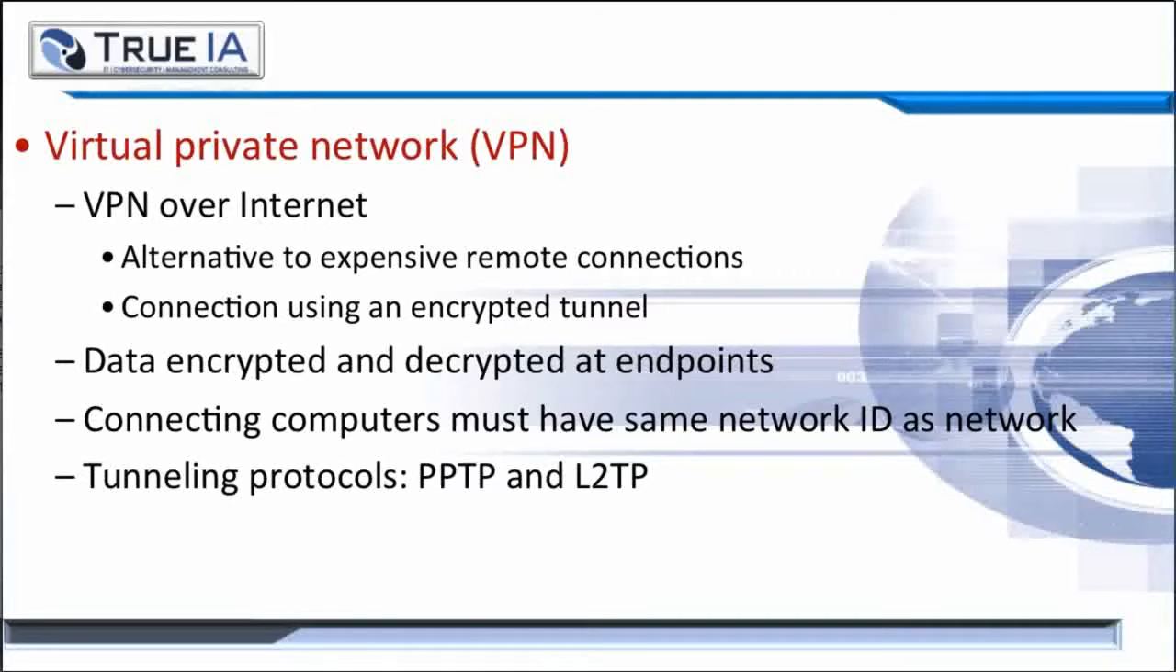Next, you have VPNs, or virtual private networks. A virtual private network is essentially a private network over the internet. It's an alternative to expensive dedicated leased lines, making connections via encrypted tunnels. Data is encrypted and decrypted at each endpoint, and connecting computers must have the same network ID to reside on the network. There are two tunneling protocols with VPNs, either Point-to-Point Tunneling Protocol, or PPTP, or L2TP, the Layer 2 Tunneling Protocol.